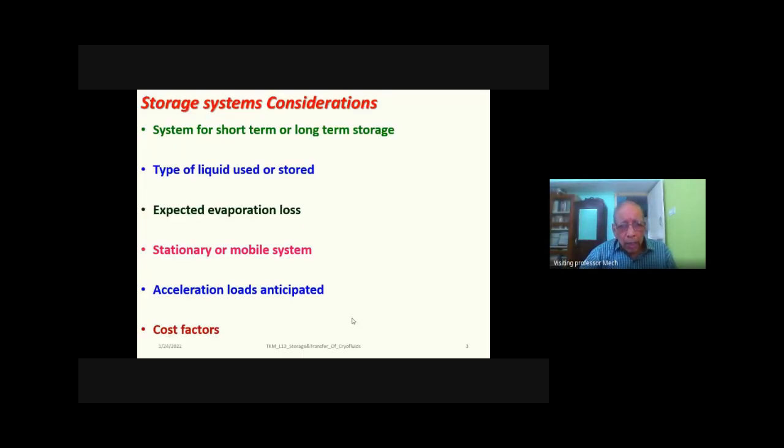Regarding a storage system for cryogenic fluids, one should think about the following: whether the storage is for a short term or a long term storage of the fluids, what is the liquid which you are going to store, and what sort of evaporation losses you are expecting on the system. Will it be stationary or will it be mobile? If it is mobile, what are the acceleration loads that are anticipated? And overall, the cost which is involved in making such a system.